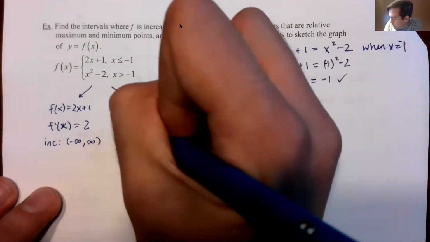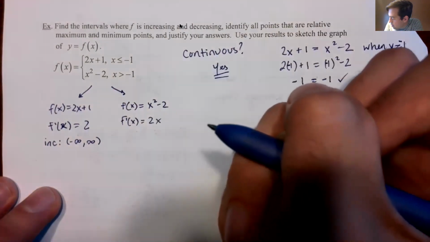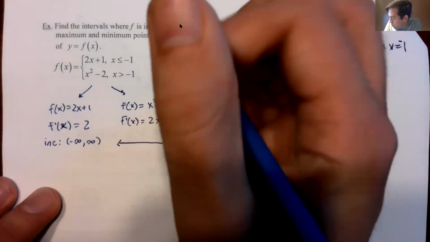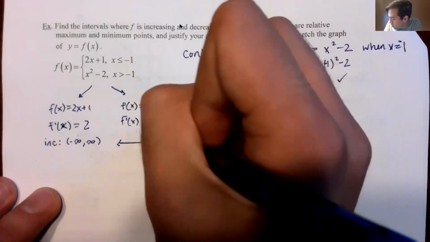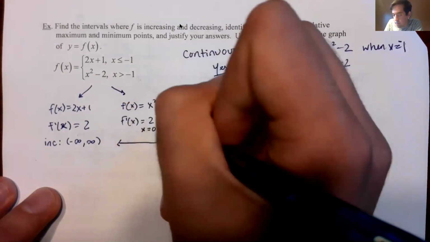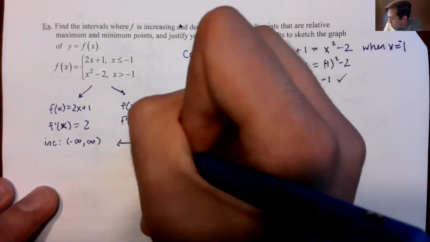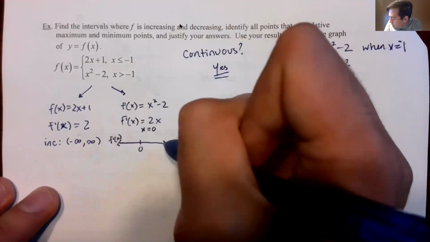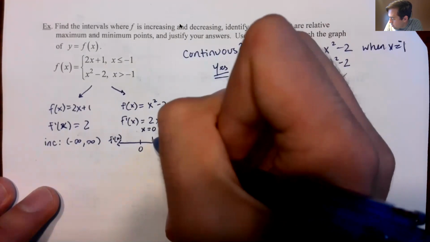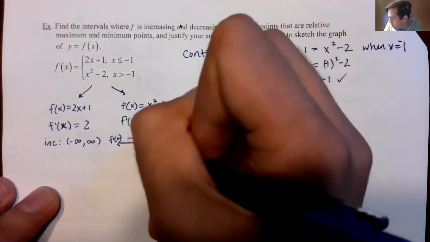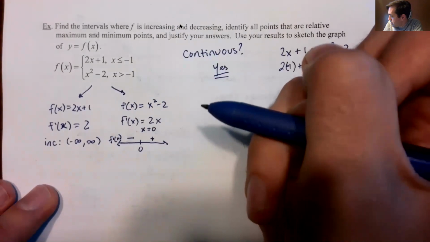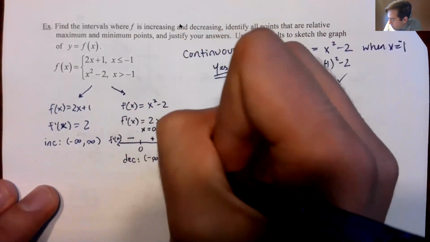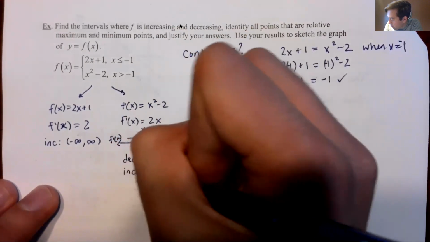The first derivative of this guy is 2x, and if we take a look at the number line here, we have a critical point at 0, because 0 will make the first derivative 0. And if I plug in any number that's positive in here, it'll give me a positive answer. Any number that's negative, I plug it in here, I'll get a negative answer. So what that's telling me is that this function is decreasing from negative infinity to 0 and increasing from 0 to infinity.